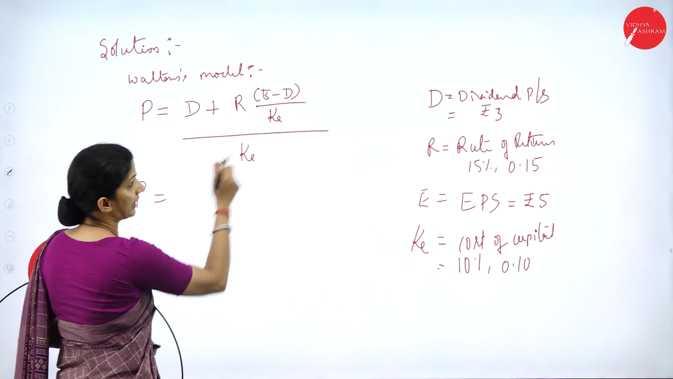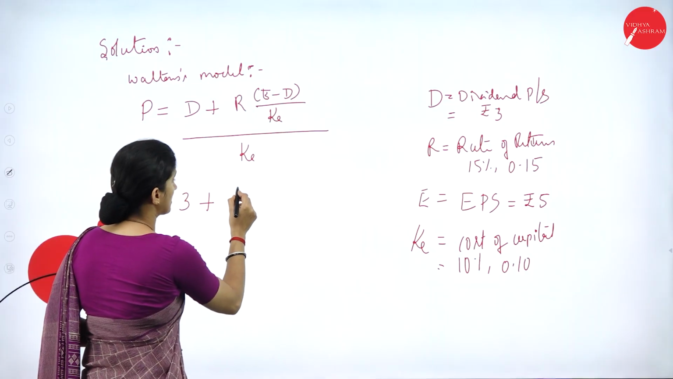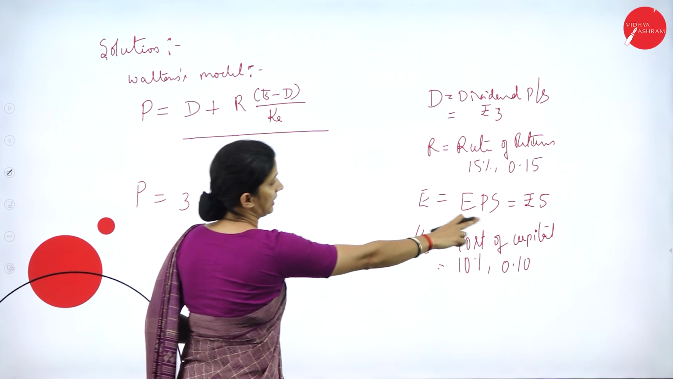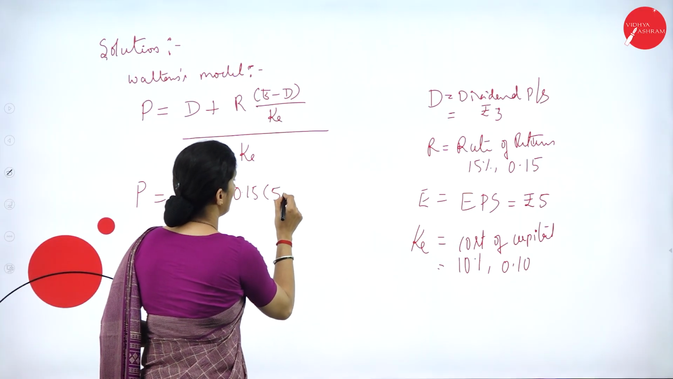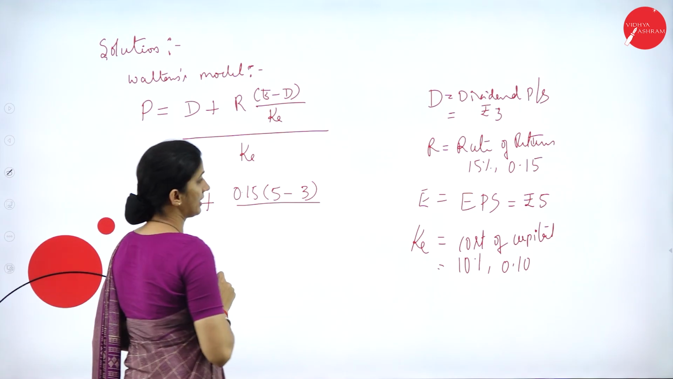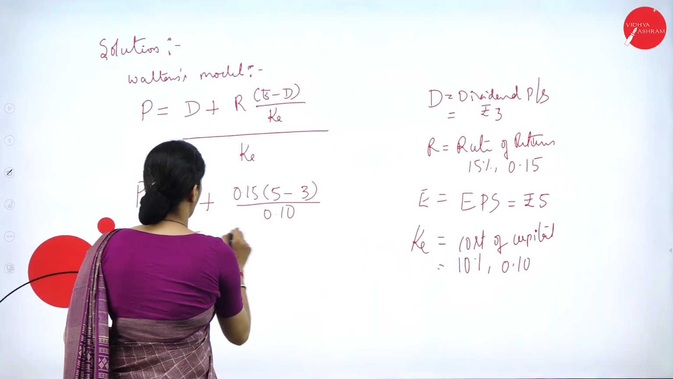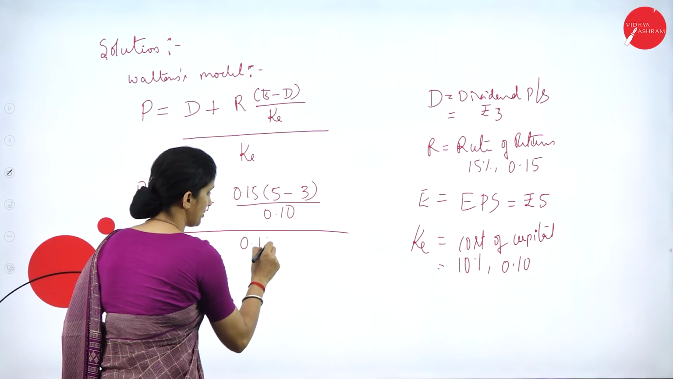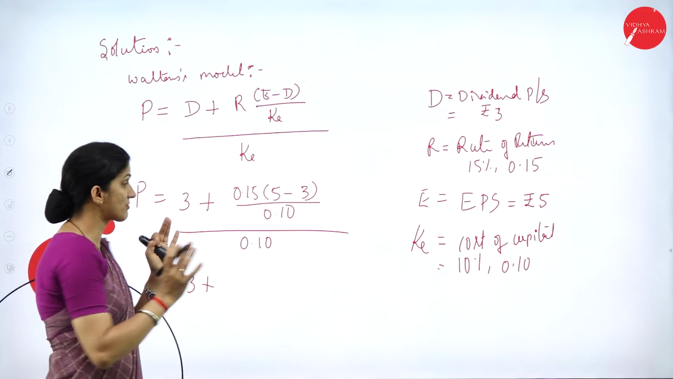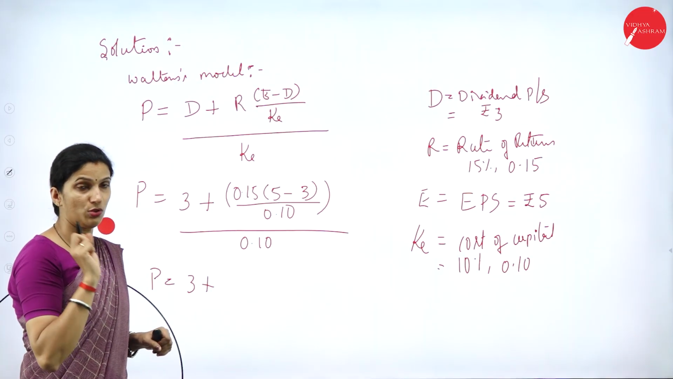P is equal to D, it is 3 plus R, R means it is 0.15 into E minus D, that is E or EPS, which is 5, D, it is dividend, which is 3, divided by KE, that is 0.10, whole thing divided by KE 0.10. So P is equal to 3 plus. First we will simplify this part. That is 5 minus 3, which is 2.